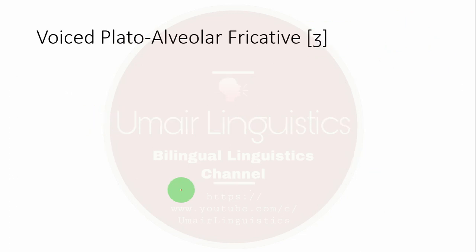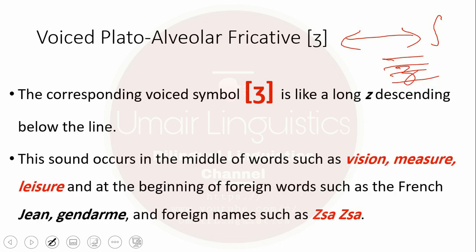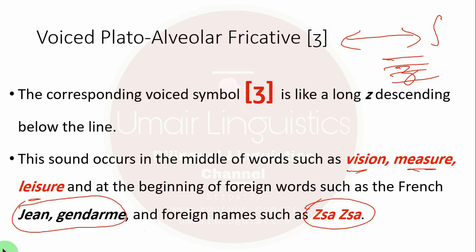And now we have the counterpart of sh, which is the voiced palato-alveolar fricative. This symbol is like a long Z descending below the line. It only goes below the line, whereas usually we write Z like this. This sound occurs in the middle of words such as vision, measure, leisure. In English it usually does not come at the beginning, but in some foreign words, such as French words like Jean and gendarme, it does. So in some languages this sound comes at the beginning as well, but in English it usually appears in the middle.